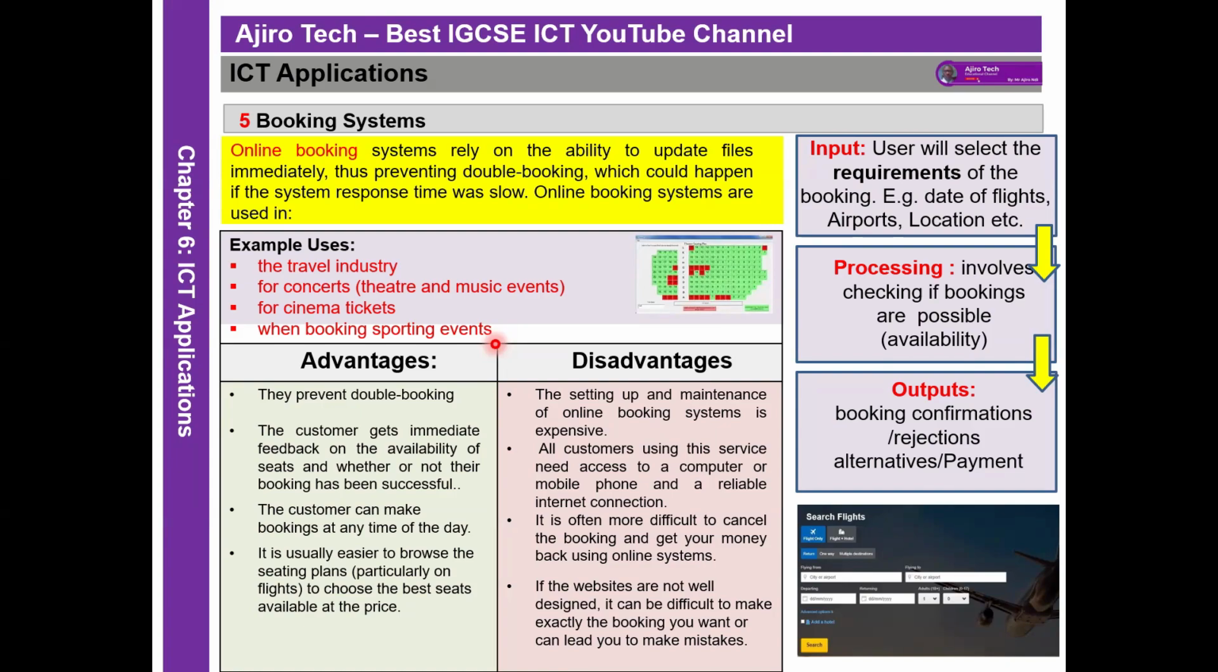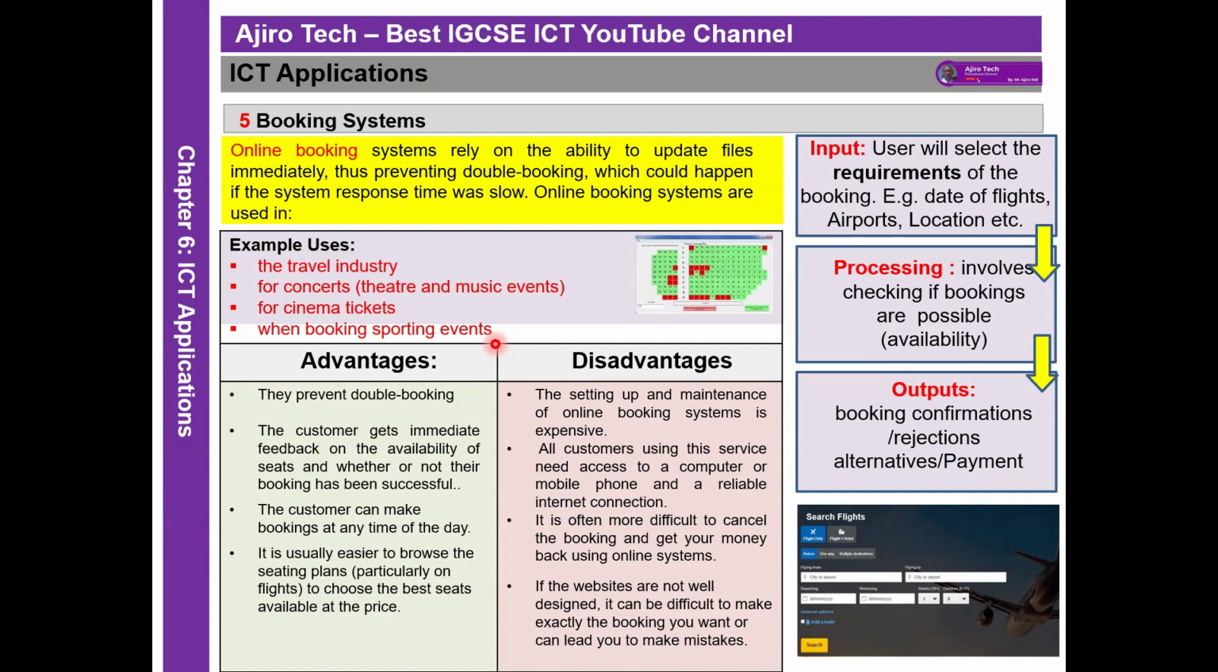Okay, you don't have to go to anybody, right? It is usually easier, the last point, to browse the seating plans. The use of booking sites is that they can show you the prices on different airlines. If you go to all these booking sites, they can show you what Qatar Airways price is, what Air Peace is pricing, and what Emirates is pricing.